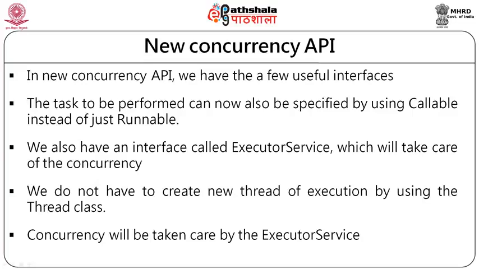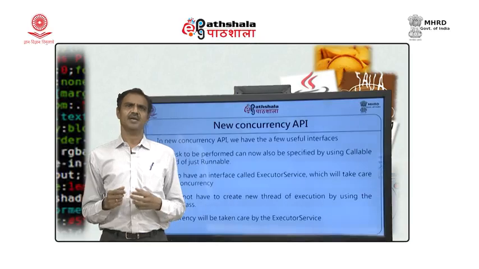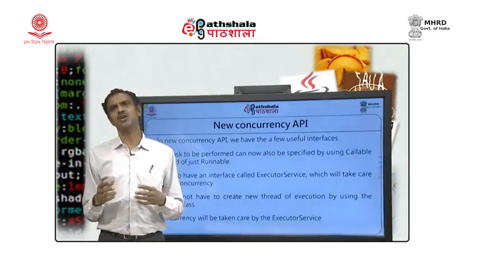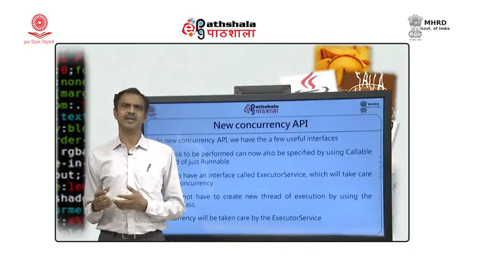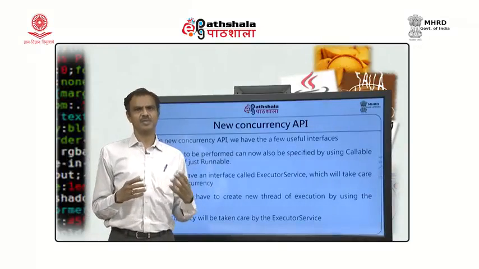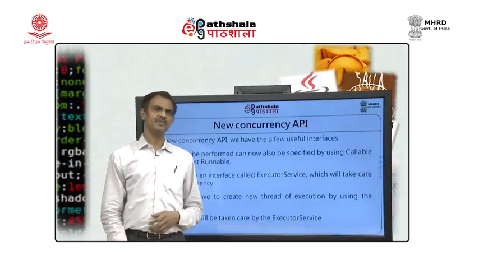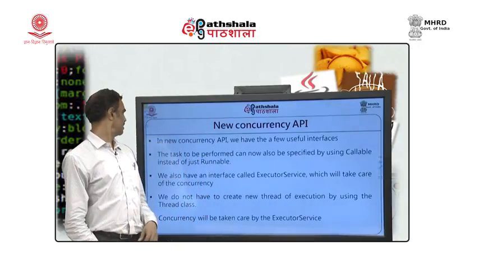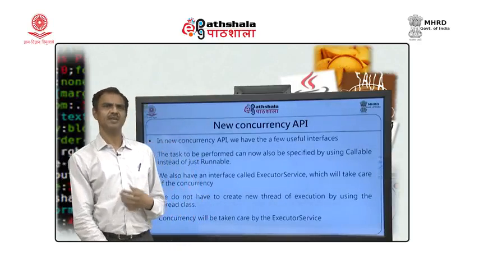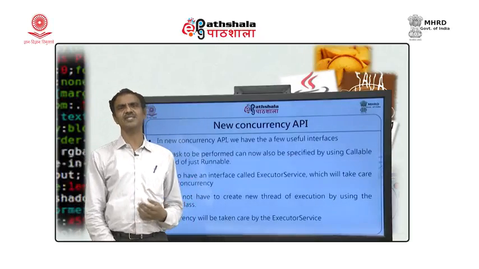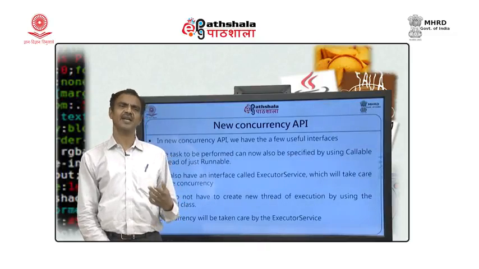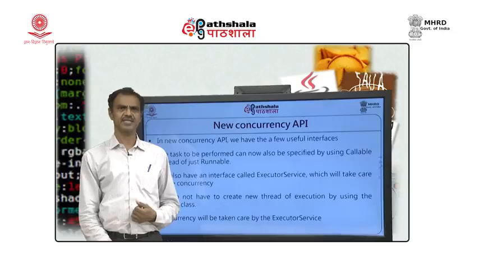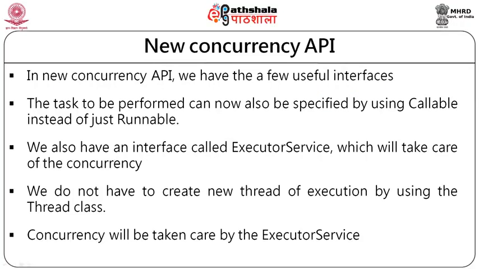There is an interface called executor service, and there is a new interface called callable, which can be used instead of using a runnable only. We have two options: we can use a callable interface or a runnable interface. The task to be performed can now be specified by writing the implementation of a callable interface or the runnable interface. We have this interface called executor service.